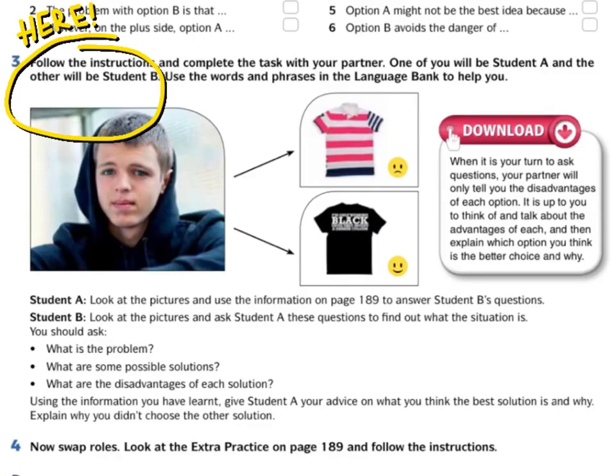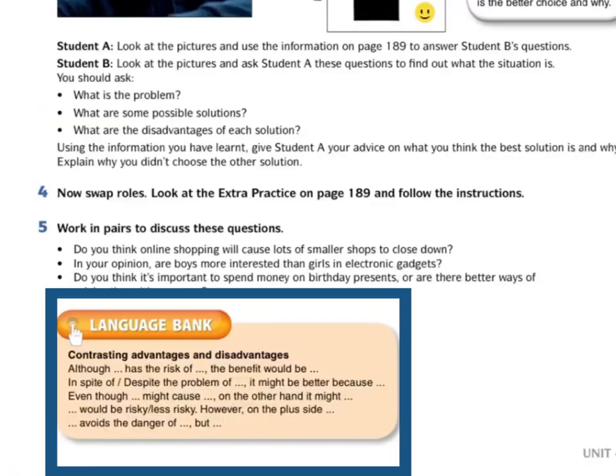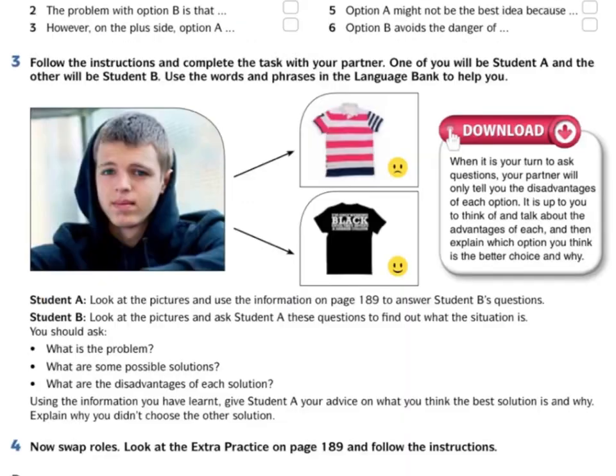Exercise 3. Follow the instructions and complete the task with your partner. One of you will be student A and the other will be student B. Use the words and phrases in the language bank to help you. Kamu gunalah ayat-ayat di sini dalam mini language bank. Now let's look at the task.